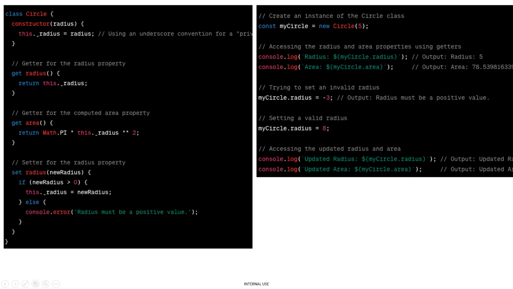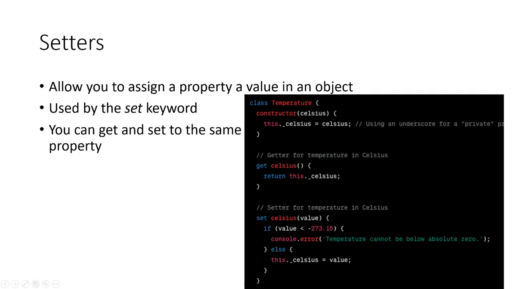So this is a way to reuse the same method name as both a getter and a setter. Like in Java, you would have get radius, and then you'd have set radius. And here, yes, you would still define them differently, but you can just leave the name as is, which leads us to setters. So setters allow you to assign a property value in an object, or I guess in a class too, and it's used by the set keyword. Much like how you use the get keyword, you have to use set and then your method name. And like I said, you can get and set to the same property.